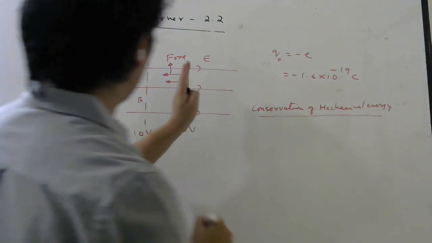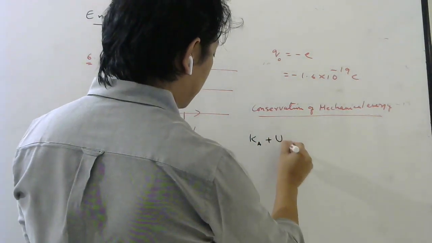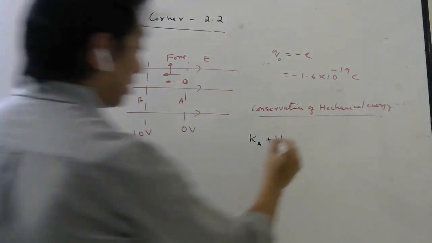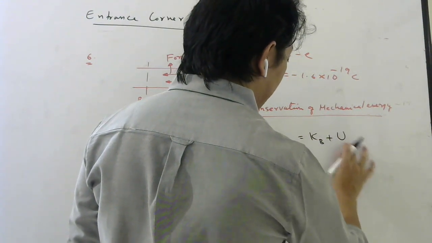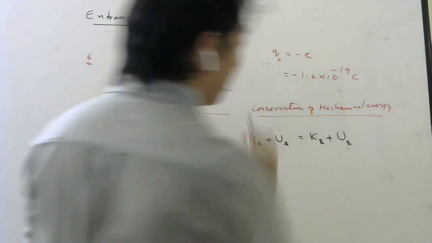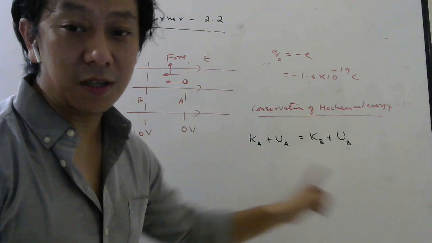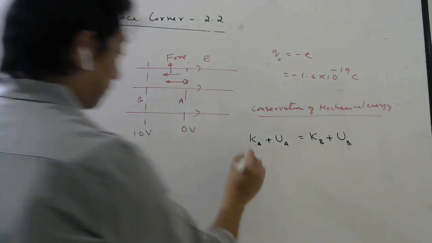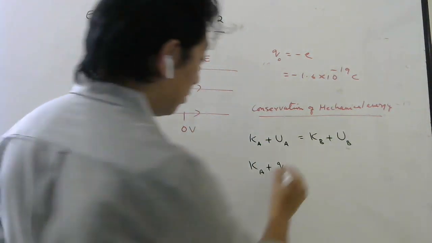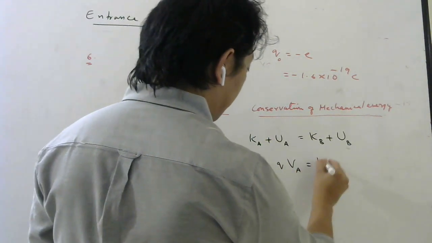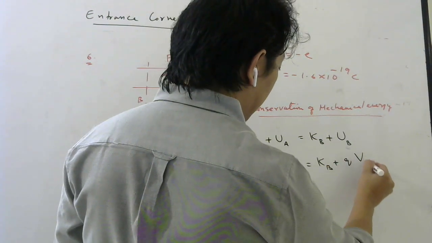So when the electron goes from point A to point B, kinetic energy at A plus potential energy at A must be the same as kinetic energy at B plus potential energy at B. Very useful result. Try to remember it, later while solving more MCQs we will be using this formula. So potential energy, how can I write? The charge which is moving into potential at A, and similarly here the charge which is moving into potential at B.